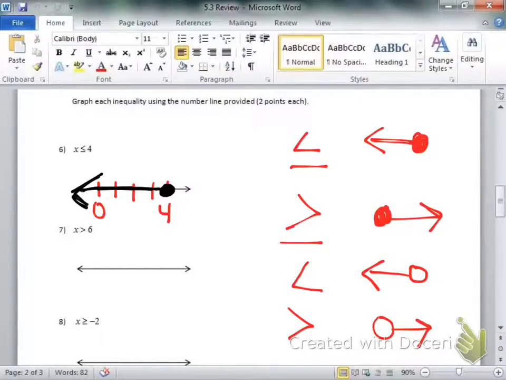Alright, same thing for 7. We want to start with 0. 1, 2, 3, 4, 5, 6. Here I'm going to circle the 6, but I'm not going to fill it in because it's not or equal to. And I want to show the values that are bigger than 6 or greater than 6. So I'm going to shade to the right.